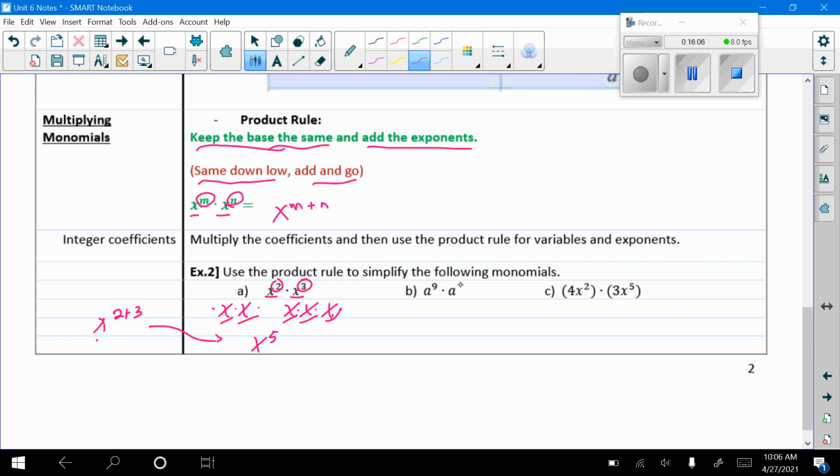So the next one, this is like a power of 1. So this is going to be a to the 9 plus 1, which gives me a to the 10th.